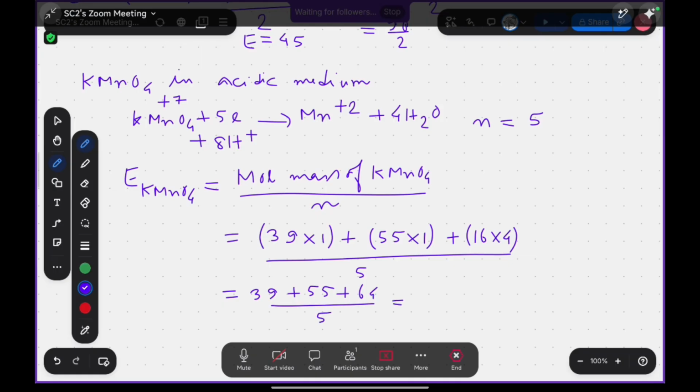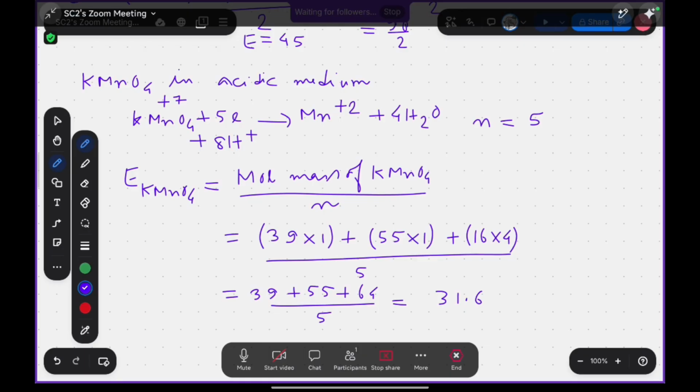If you solve this question, you get the answer to be 31.6. So the equivalent weight of KMnO4 in acidic medium is 31.6. It doesn't matter what the other reactant is. This is a half reaction, not the full reaction. This is a reduction half reaction, plus 7 to plus 2.